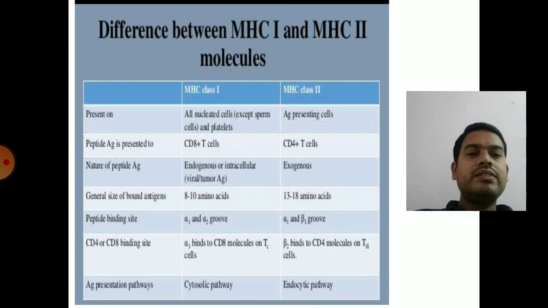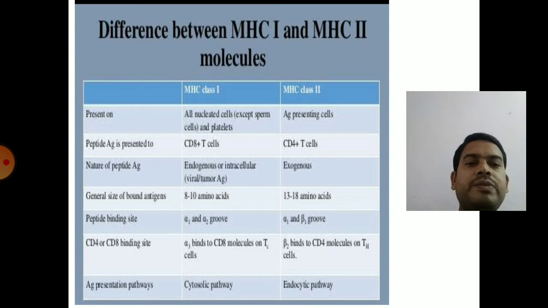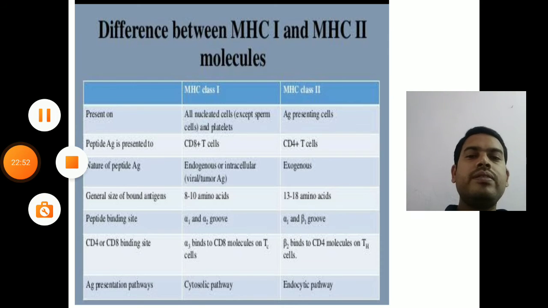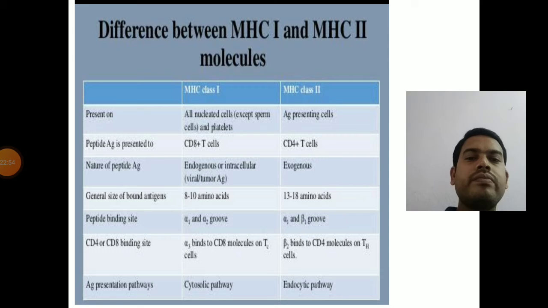So this is just a difference between class 1 and class 2 MHC molecule. All nucleated cells contain class 1 MHC molecule. Only antigen presenting cells contain class 2 MHC molecule. Class 1 MHC molecules present antigen to CD8 receptor containing T cells, that is T cytotoxic cells. Class 2 MHC molecules present antigen to CD4 receptor containing T helper cells.